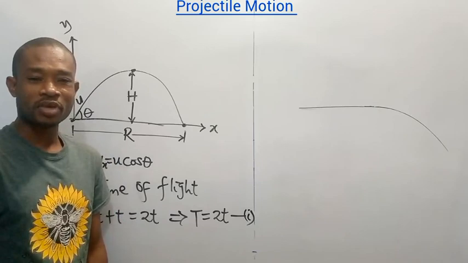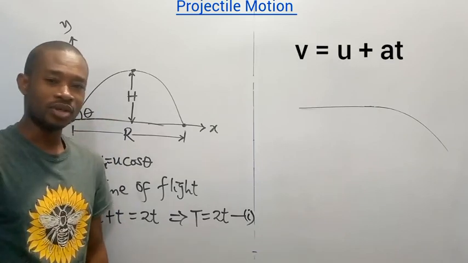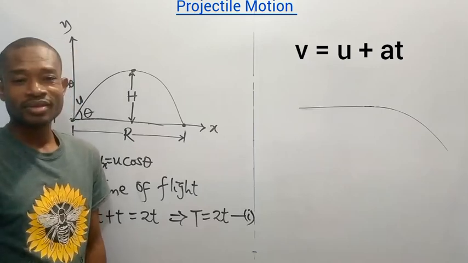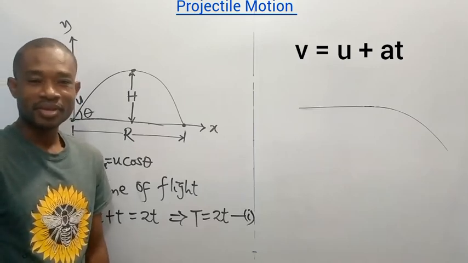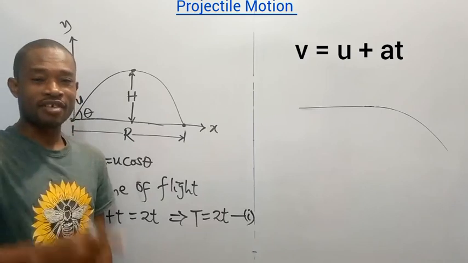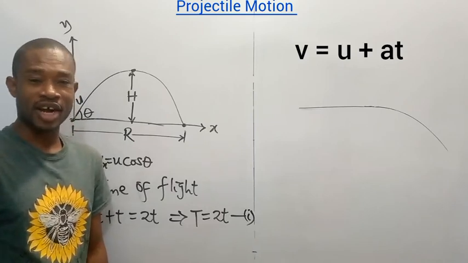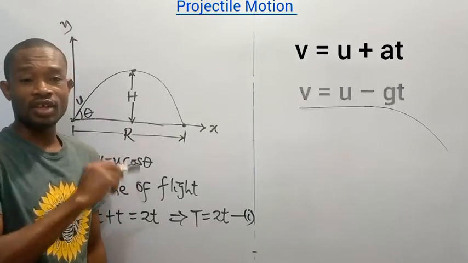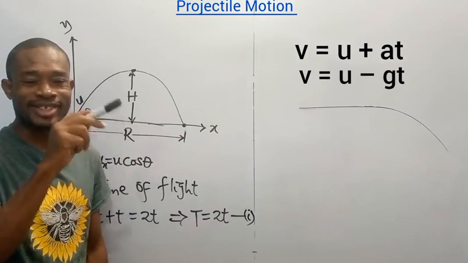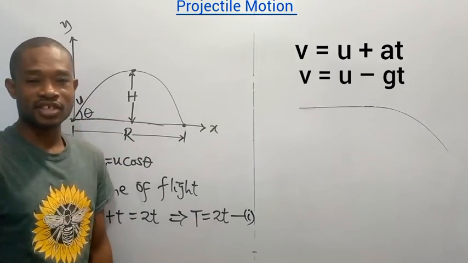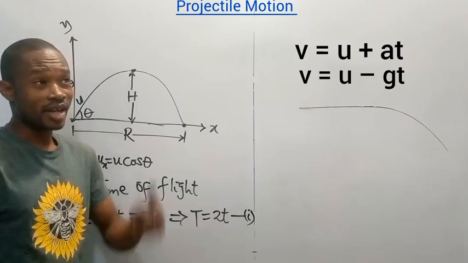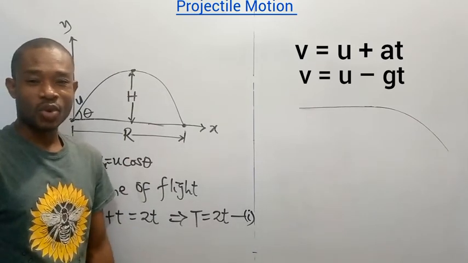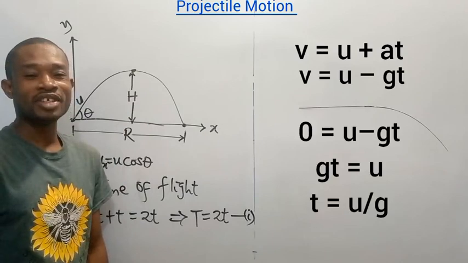Remember, from the first equation of motion, we have v equal to u plus at. Now, under motion under gravity, if you release an object going up, we have v equal to u minus gt. g now represents acceleration a. At maximum height, v is equal to 0. So now I have the initial velocity there.